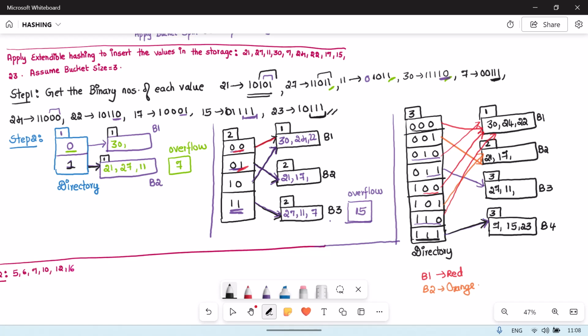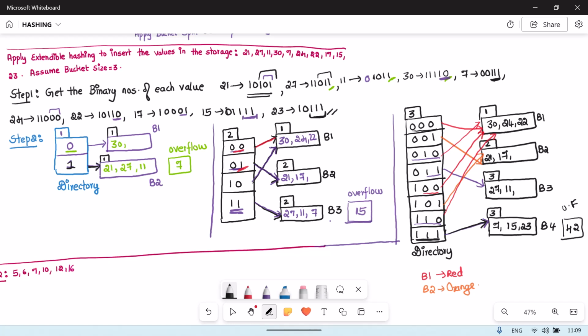What if there was an overflow here? Suppose there was an overflow, and let's say the value is 42. Then what are you supposed to do? If there was an overflow at bucket 4, then you will have to split bucket 4 into 2 parts.